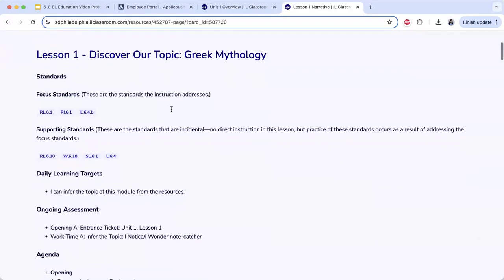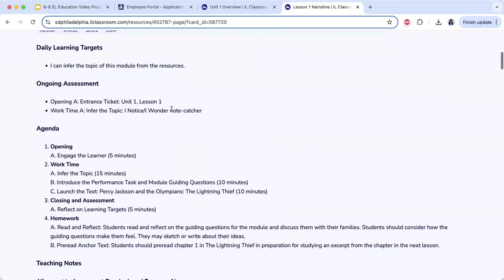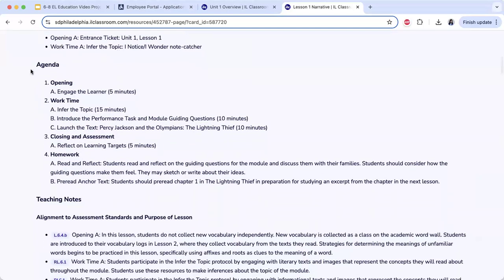I typically do look at the daily learning target. And then I really like the agenda because it is going to summarize what this lesson is about. Each lesson will always have an opening, a couple different cycles of work time, closing assessment, and then this homework portion, which, as you probably know, we have rebranded at the School District of Philadelphia as Accountable Independent Work.